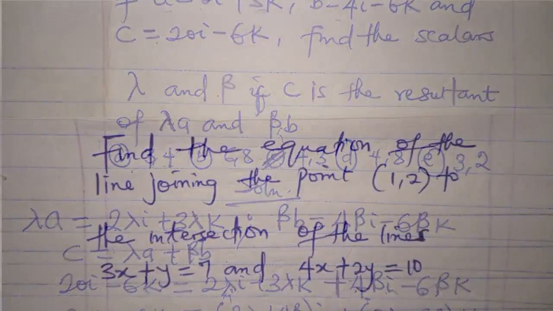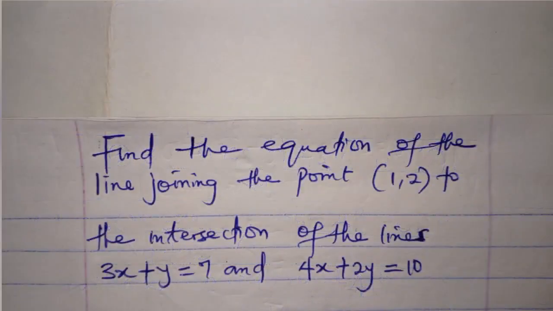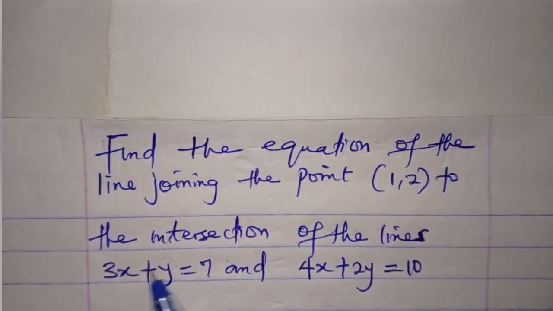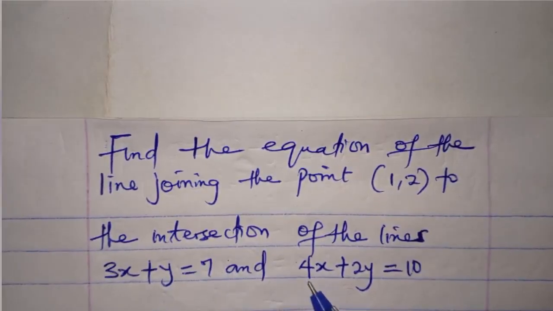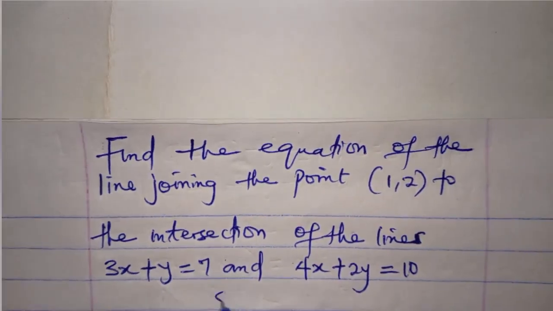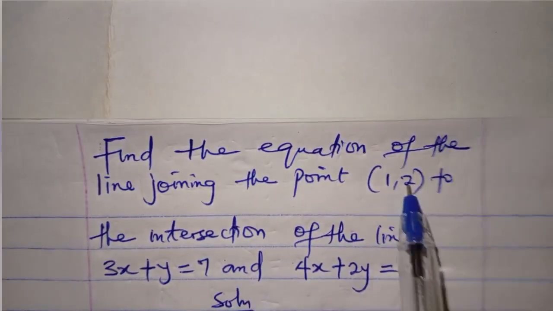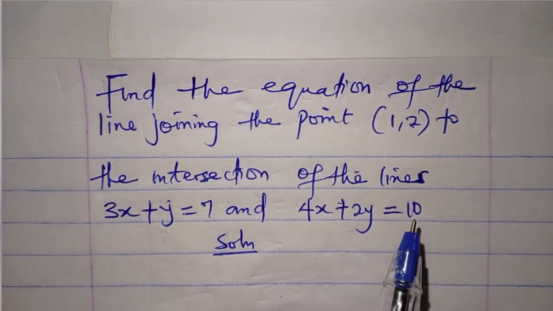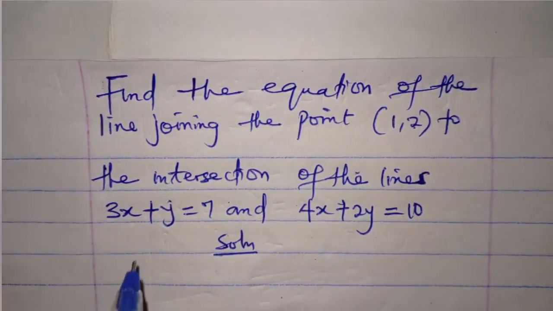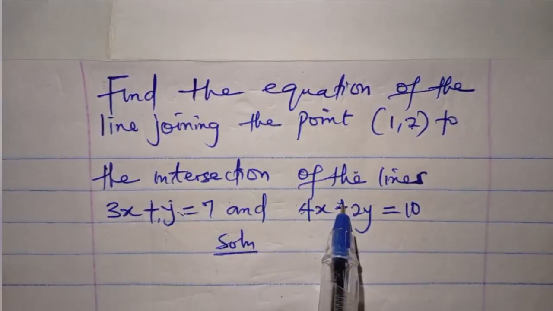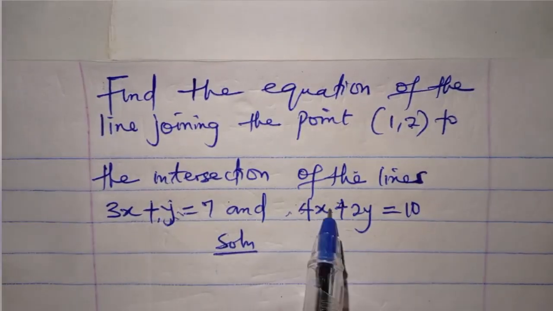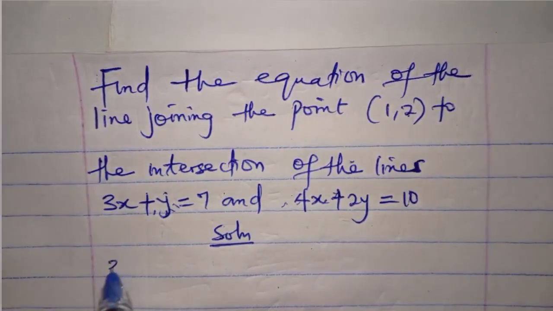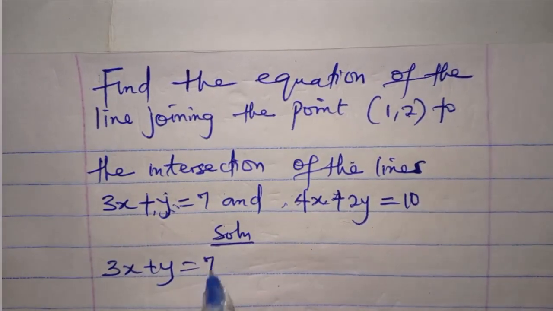Here we are to find the equation of the line joining this point to the intersection of the lines 3x plus y equal to 7 and 4x plus 2y equal to 10. Okay. This point is to the intersection of these two lines. So what we have to do first of all is to determine the point of intersection of these two lines. That is the point where these two lines meet. Alright. And to do that, we'll solve the simultaneous equation. 3x plus y equal to 7.